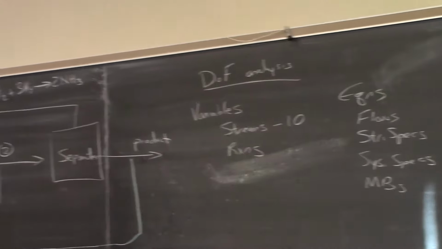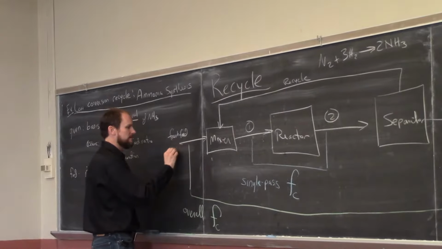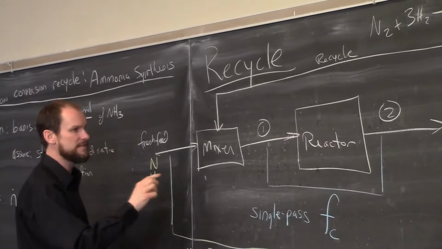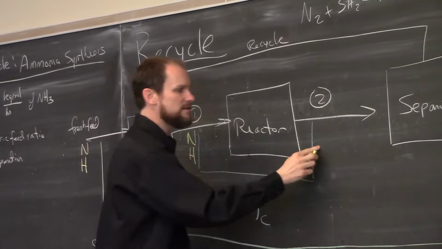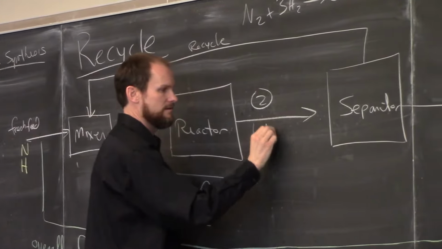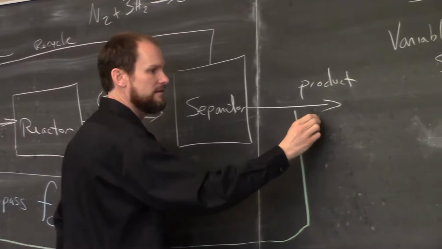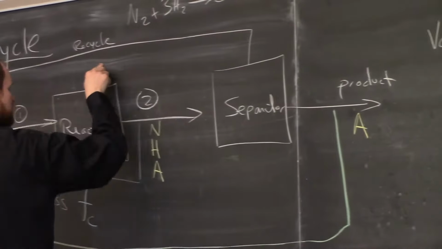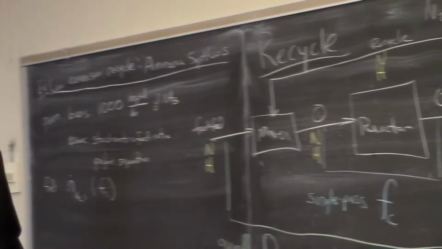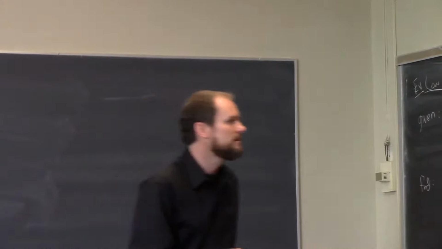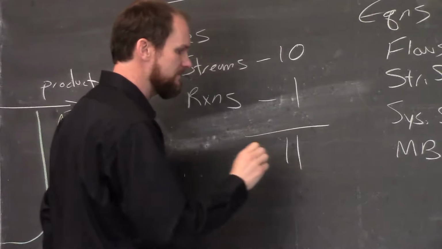What do you have? The fresh feed has nitrogen, hydrogen, and the one also has nitrogen. Okay, stream 2: nitrogen, hydrogen, ammonia. Product: ammonia. Recycle stream: nitrogen and hydrogen. So is that everybody count 10? Yep. How many reactions? 1, so it looks like 11 variables to me.